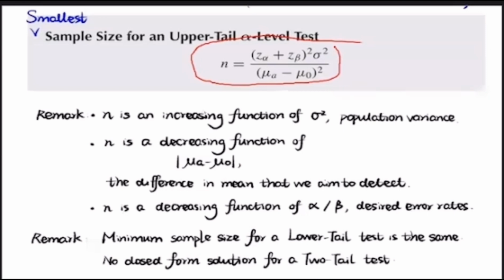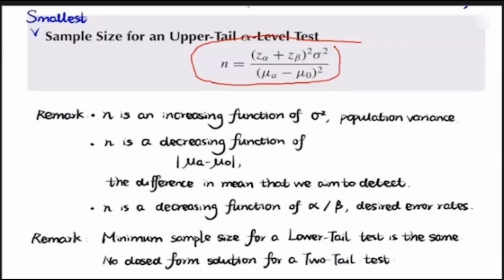But there's a remark here. The sample size is an increasing function of sigma squared. Why? Because sigma squared is in the numerator. Whatever is in the denominator will be decreasing. Take a look at that. And n is a decreasing function of what? Of mu A minus mu naught, because mu A minus mu naught is in the denominator. Does that make sense?